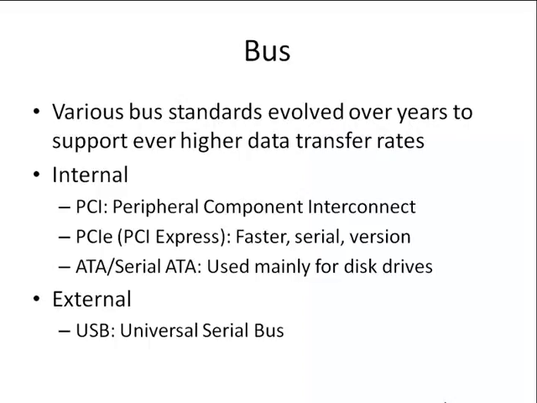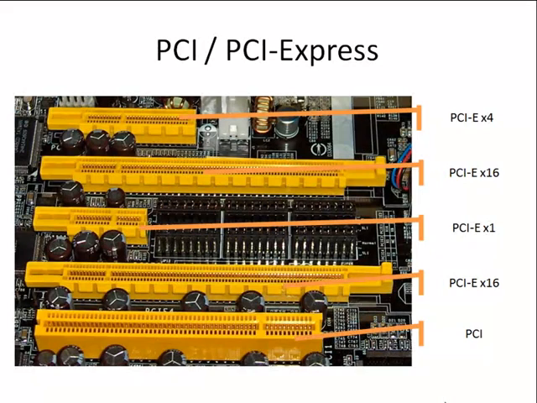There are a range of different bus standards that have evolved over the years to support ever higher data transfer rates. Internally, there are PCI, Peripheral Component Interconnect, and PCIe, which is PCI Express, a faster serial version, and ATA, or serial ATA, which is mainly used for disk drives. And externally, you have something like USB, the Universal Serial Bus. So a computer bus can be internal, a component of the motherboard, or it can be a link to something external that links to external devices, such as USB.